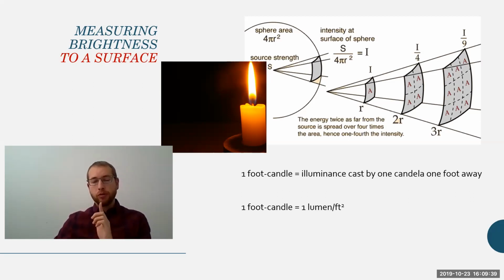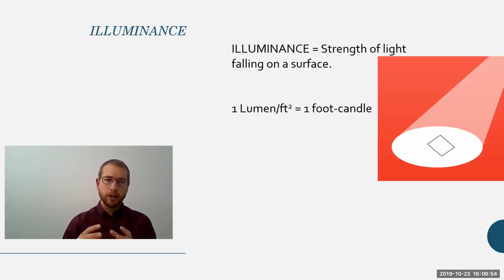Originally, one candle emits a certain amount of brightness to a surface that is 1 foot away, or it is 1 lumen per square foot. That is expressed in a metric that we call illuminance. So illuminance refers to the strength of light that is falling on a particular surface. And that's measured in terms of lumens per square foot, or foot candles, thanks Imperial System.